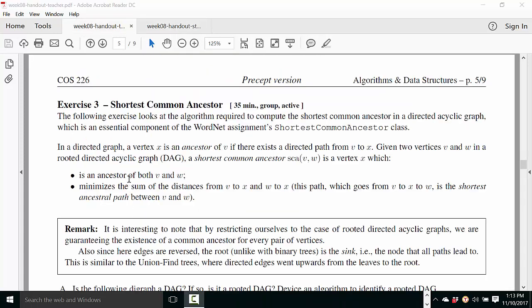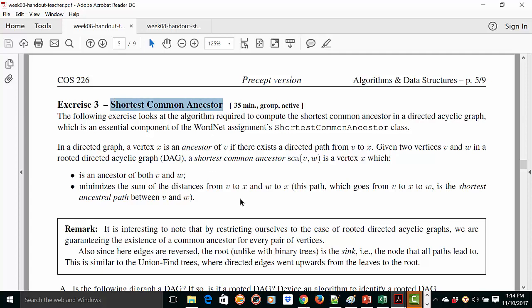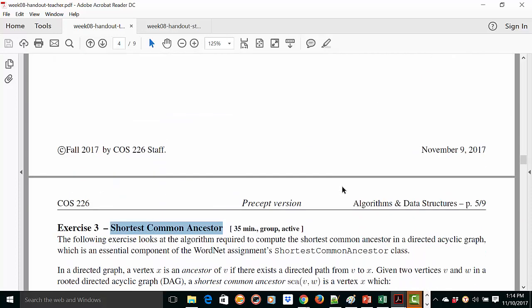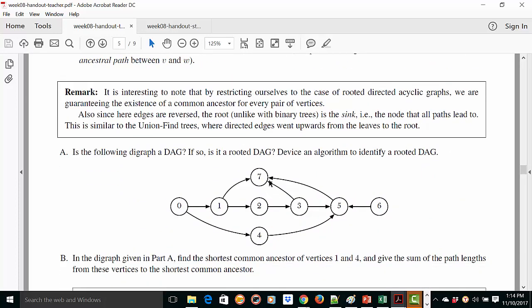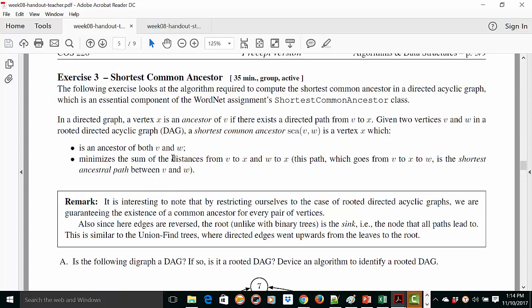All right, so question number 3 is about shortest common ancestor, which is really the assignment that you're working on. In a directed graph, a vertex X is an ancestor of V if there's a path from V to X. So you can kind of draw a picture in a directed graph. For instance, 7 is an ancestor of 1, 2 is an ancestor of 1, 3 is an ancestor of 2, and so on.